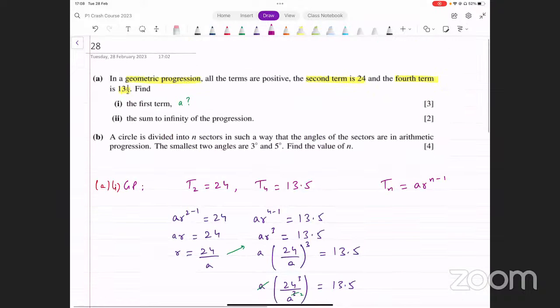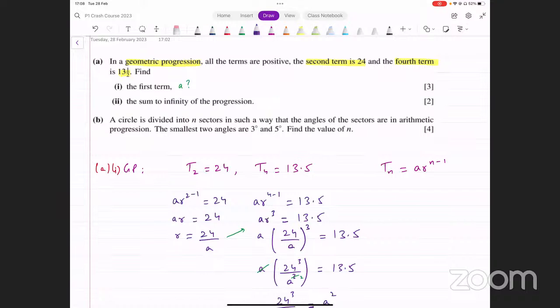In part B, it says, there's a circle that is divided into n sectors in such a way that the angles of the sectors are in arithmetic progression. The smallest two angles are 3 degrees and 5 degrees. Find the value of n. Now, how do we think about this?